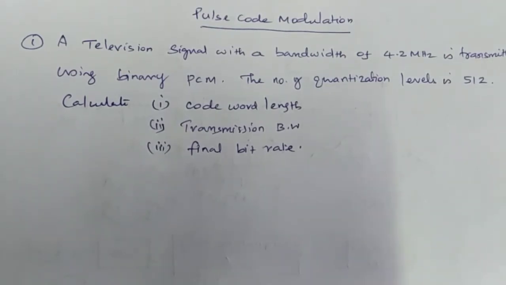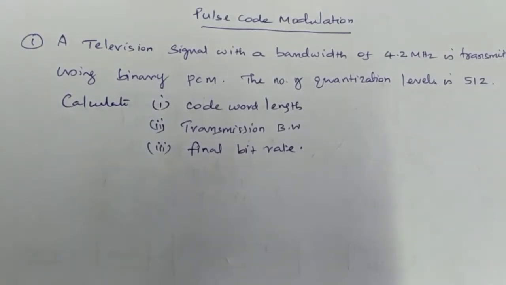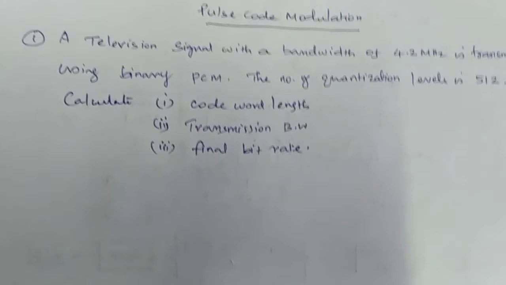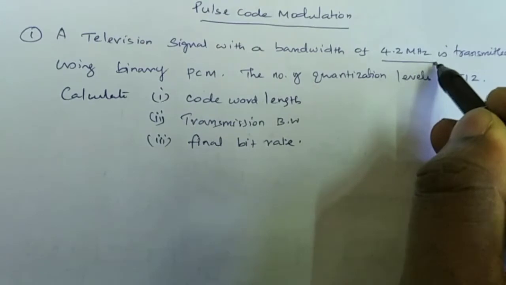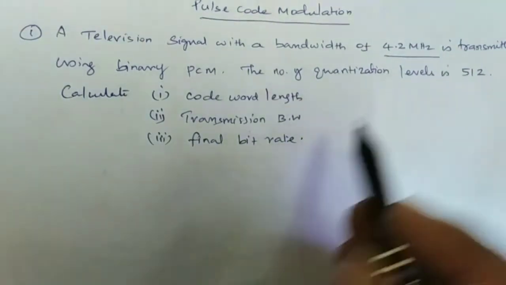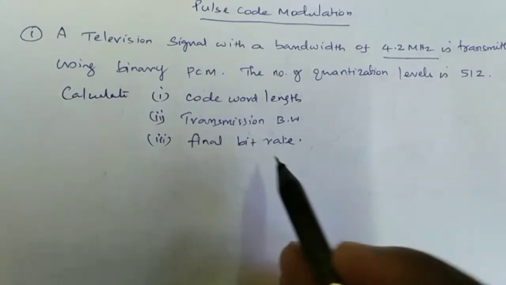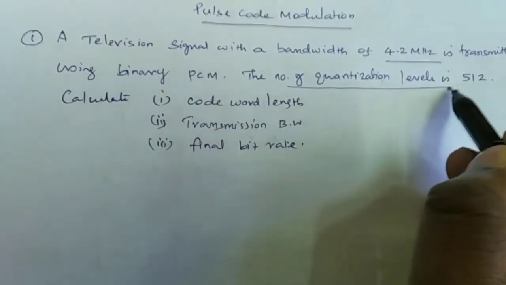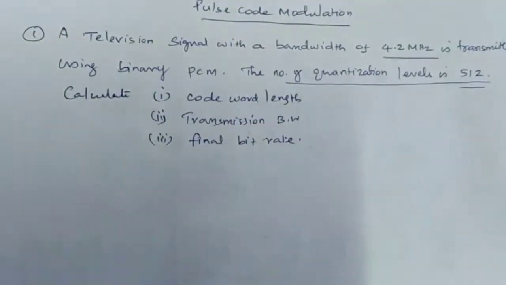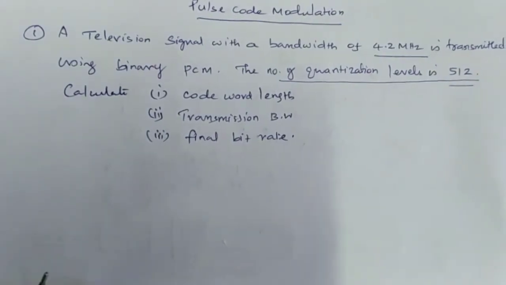A television signal with a bandwidth of 4.2 MHz is transmitted using binary PCM. The number of quantization levels is 512. Calculate the code word length, transmission bandwidth, and final bit rate. Here the frequency 4.2 MHz is transmitted using binary PCM, and the number of quantization levels is 512. So we need to calculate the code word length.